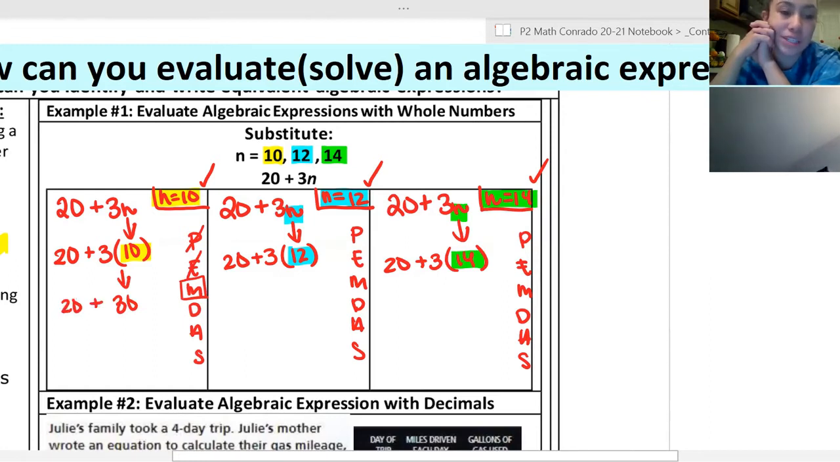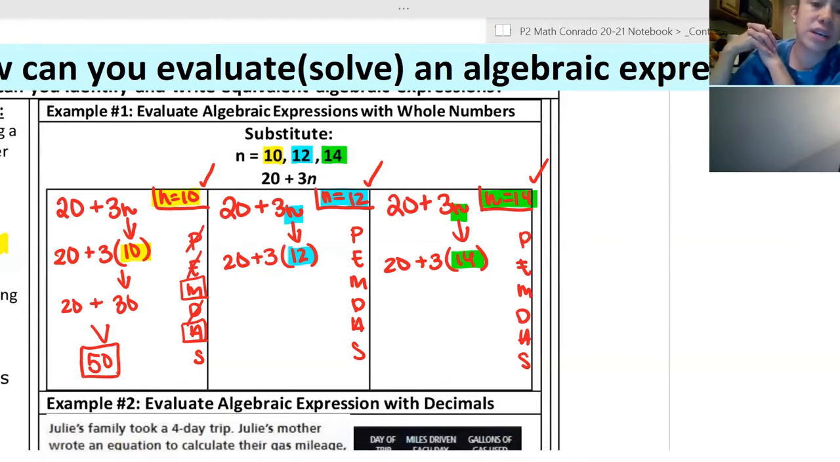We rewrite our entire expression. We don't have any division. We do have addition. 20 plus 30 is 50. We just evaluated our algebraic expression with our given value substituted in for n, and our answer is 50. Let's go to our next problem.